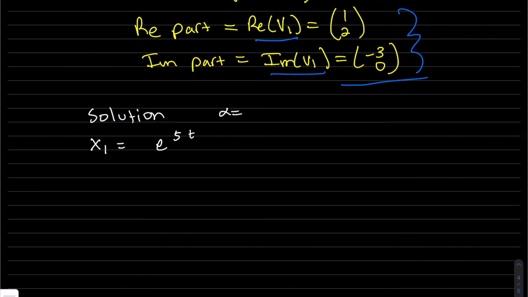Alpha is, let's write it out. Lambda equals 5 plus 3i. Alpha equals 5, beta equals 3. Real part is 1, 2.